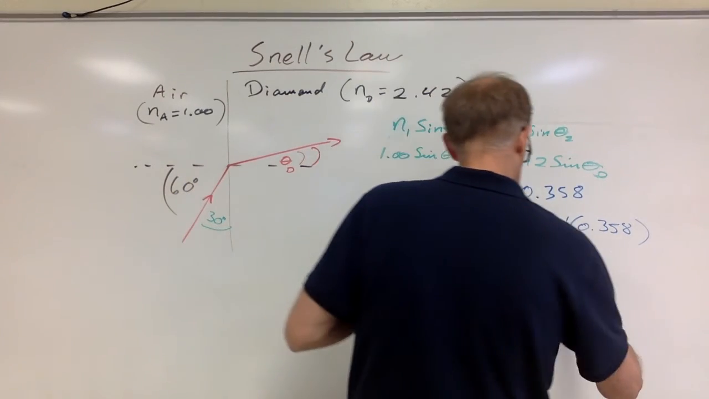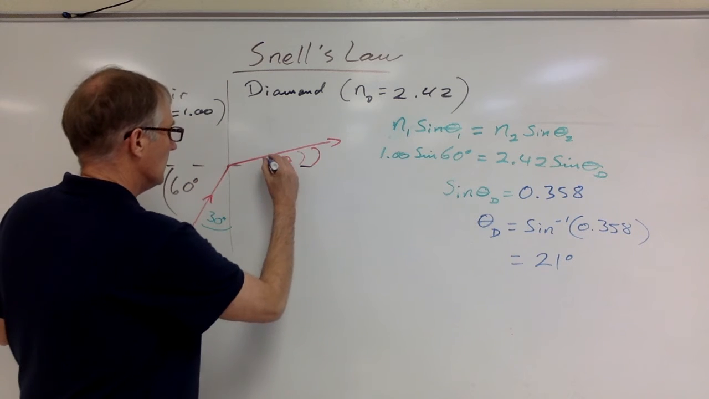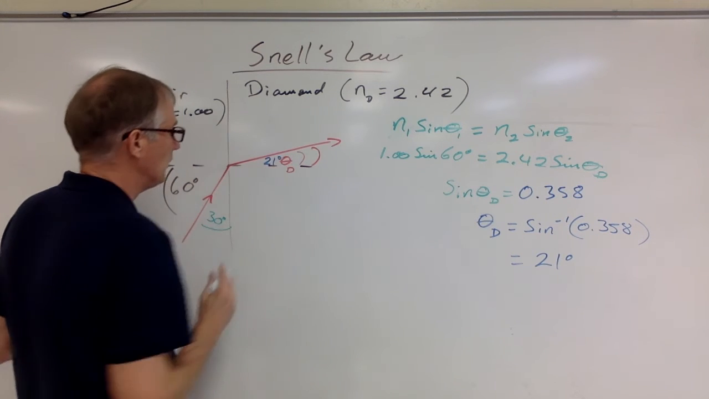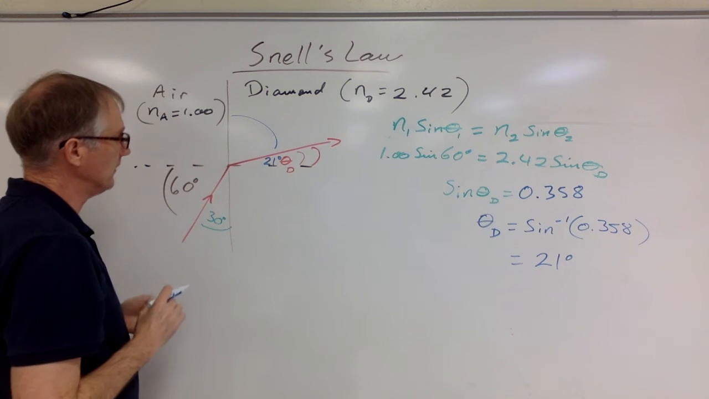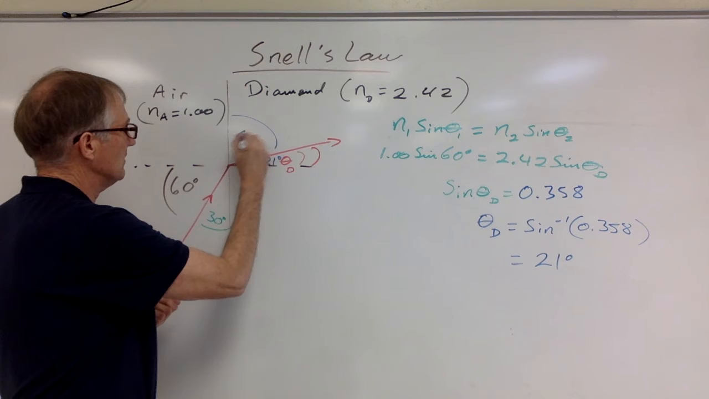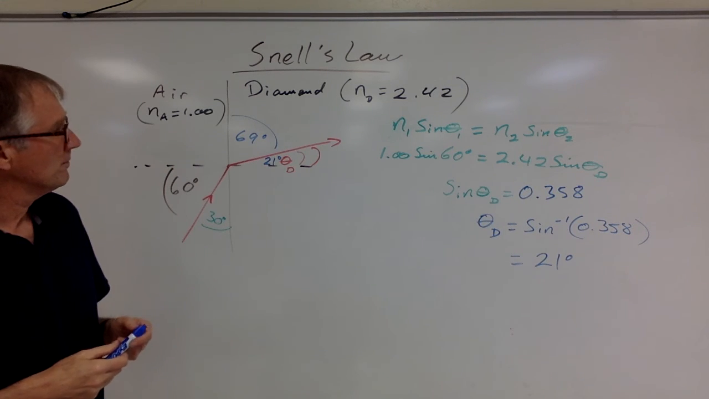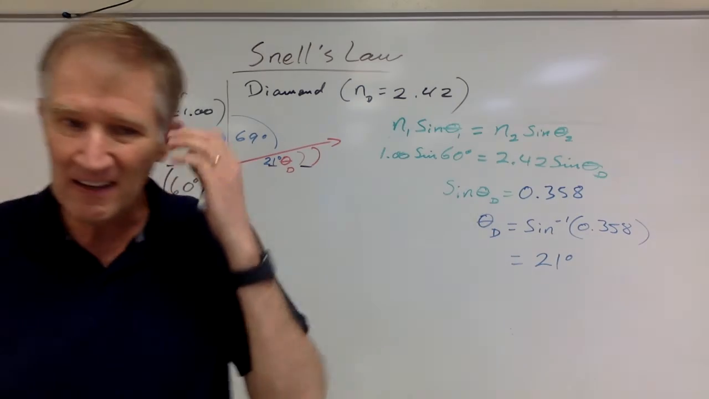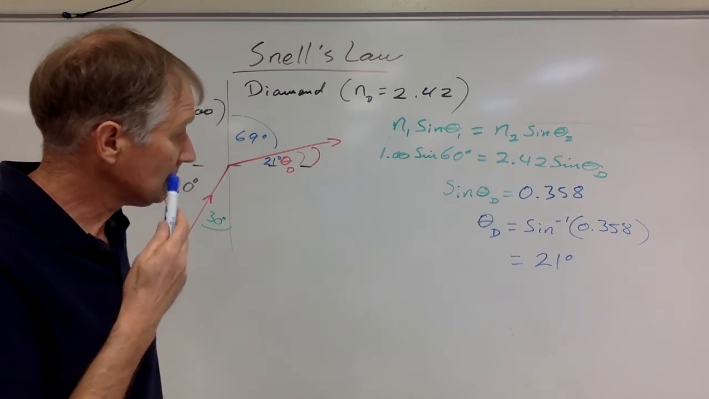21 degrees. So this angle right here is 21 degrees to the normal, which means that the angle to the surface is 90 minus 21, which is what, 69 degrees, I think? Yeah. Okay. That's essentially it. That's the basics for refraction.